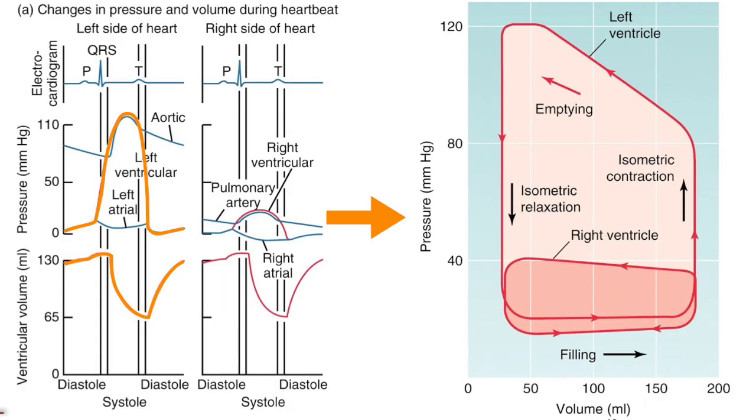Pressure, you can imagine, is a pretty easy measurement to make. A simple catheter will do that. Volume is a lot harder. But let's say we have the pressure volume loop. We can see the entire heartbeat played out in that pressure volume loop.